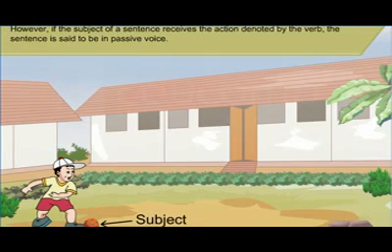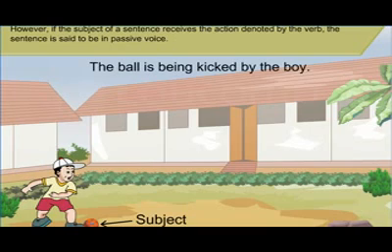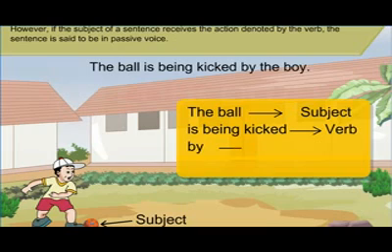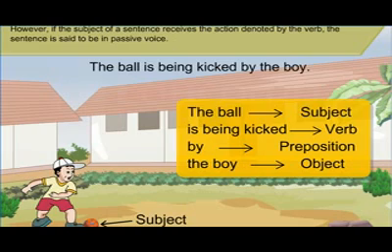However, if the subject of a sentence receives the action denoted by the verb, the sentence is said to be in passive voice. For instance, if we say, the ball is being kicked by the boy. Here the ball is the subject, is being kicked is the verb, by is the preposition used, and the boy is the object. Now the subject is the ball, and it is the receiver of the action. Here the subject is being acted upon. Hence, this sentence is said to be in passive voice.